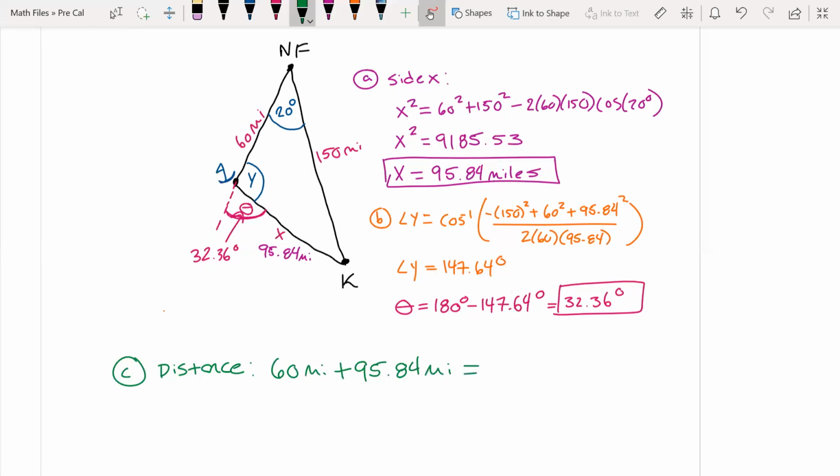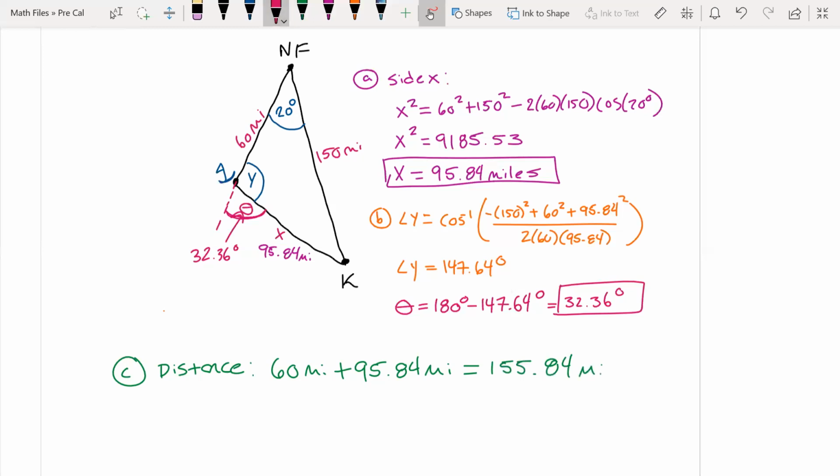So this 60 plus 95.84 means we are traveling 155.84 miles when we should initially have been traveling how many miles?